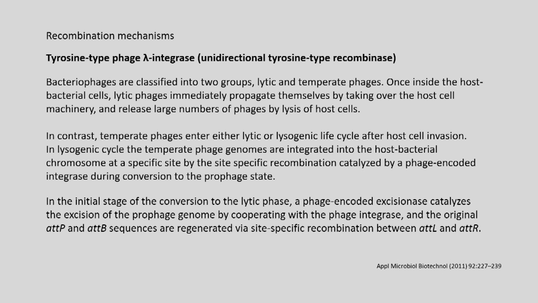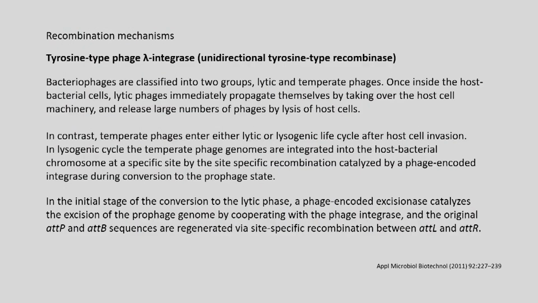Tyrosine type phage lambda integrase is a unidirectional tyrosine type recombinase. Let us study its mechanism first. Bacteriophages are classified into two groups: lytic and temperate phages. Once inside the host bacterial cells, lytic phages immediately propagate themselves by taking over the host cell machinery and release a large number of phages by lysis of host cells. In contrast to these, the temperate phages enter either a lytic or lysogenic life cycle after host cell invasion.